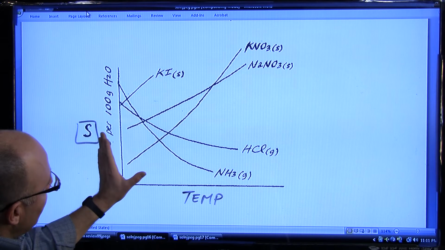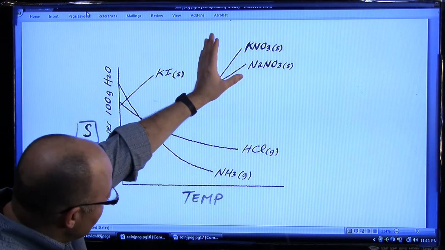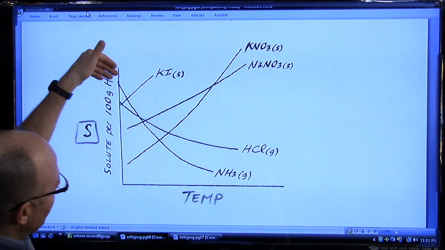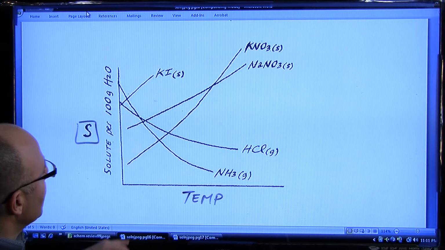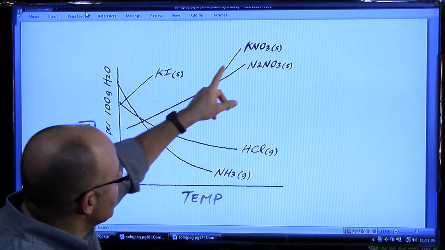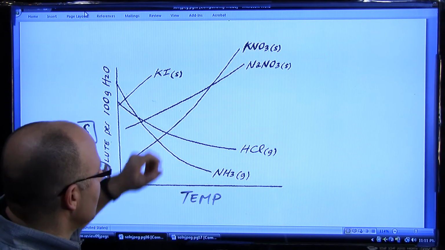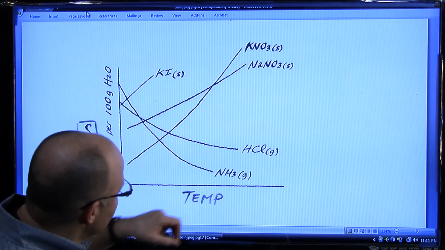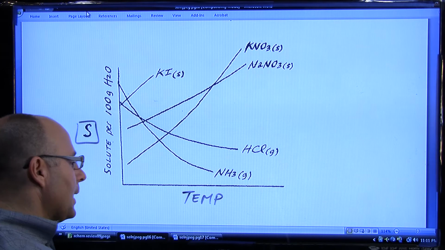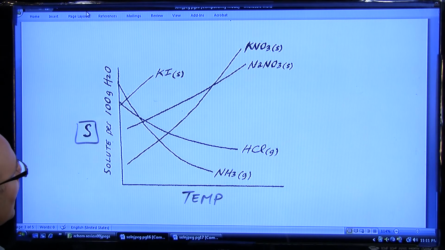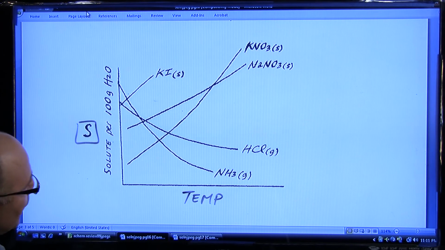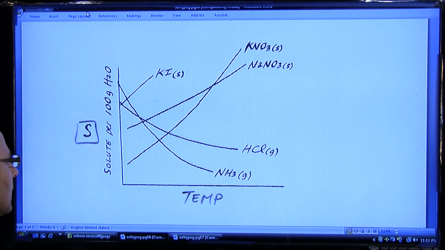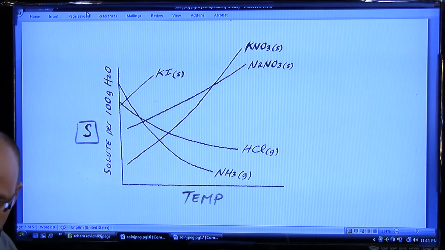So there are 2 categories. There are those that are going up in solubility with an increase in temperature, and those that are going down in solubility. And simply put, you could divide them then into the solids, which are those that are increasing in solubility, and the gases, which are the ones that are decreasing. As we just said a minute ago, an increase in temperature makes solids more soluble and gases less soluble in water.